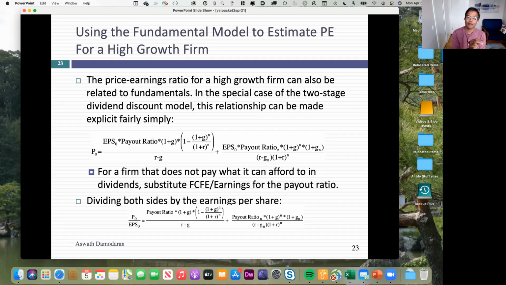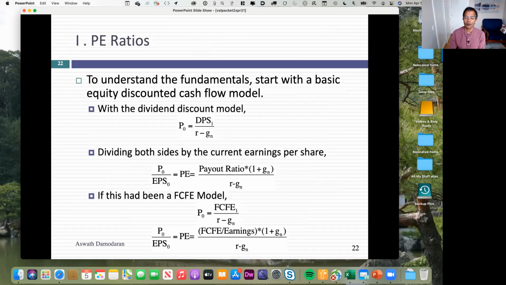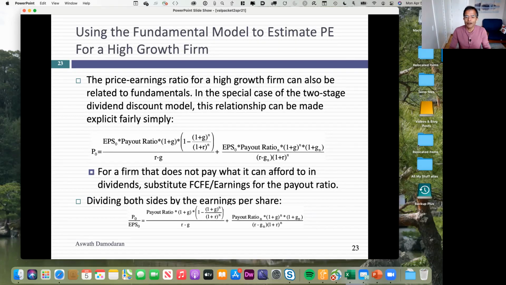And I want you to think about the variables that drove the PE ratio for a mature firm. The PE ratio for a high growth firm is a function of its payout ratio, its cost of equity, and its growth rate. Sound familiar? It's exactly the same variables that I got for a mature firm. The only thing that's different is I compute them twice, once for my high growth phase and once for my stable phase.